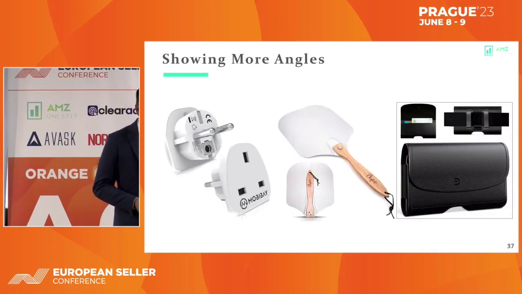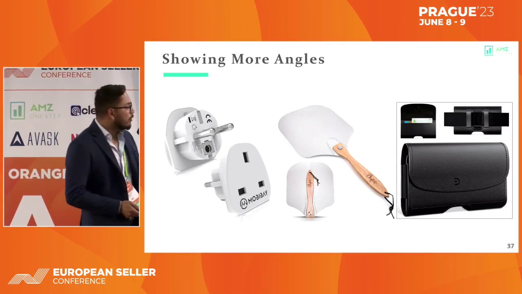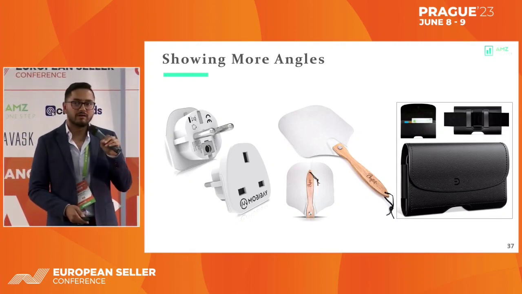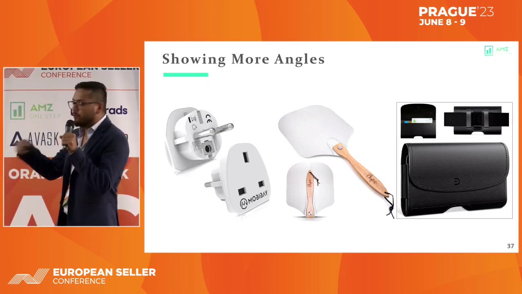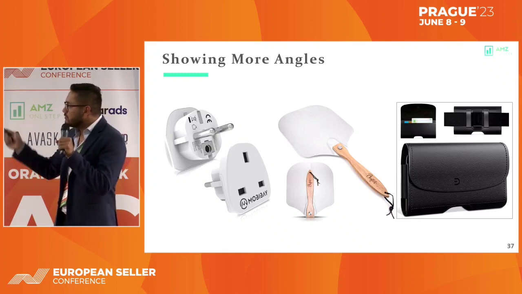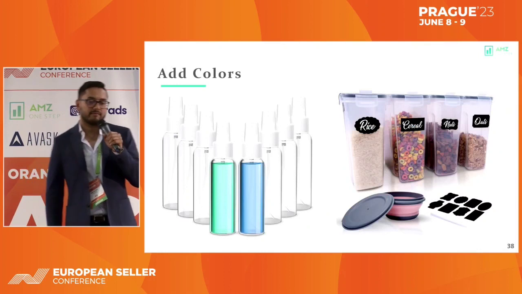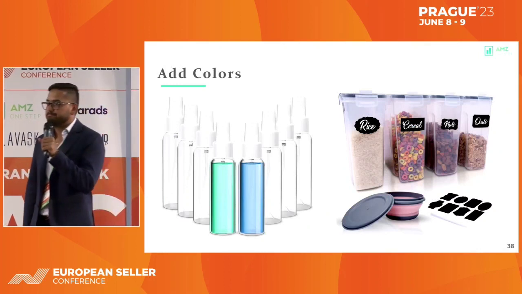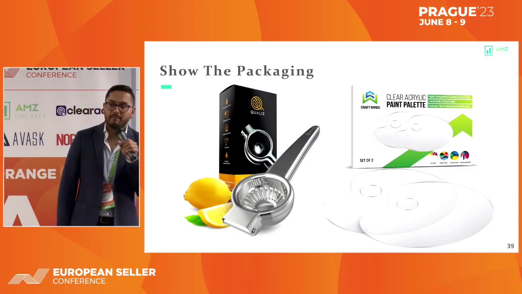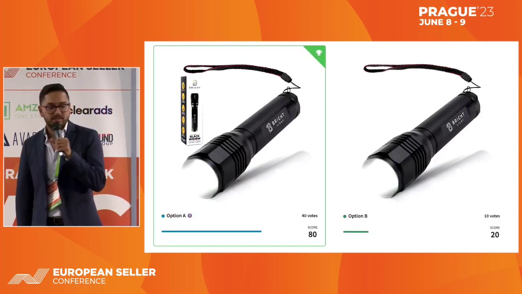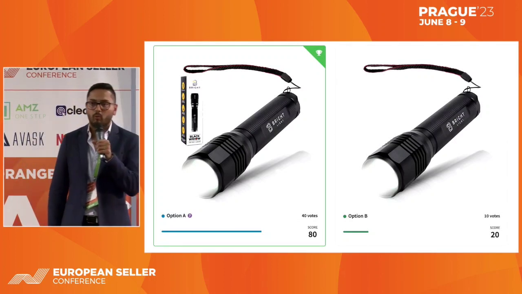Show more angles. That's another great example. Would that be justice if we only showed one image of the product? No, you're hiding the other side of the product. If your product has another side where you can show something, use more angles. Okay. Let's say if your product is boring, add some colors to it. Okay. If you have a great packaging, add that packaging box. We did an audience poll, clearly 4-to-1 ratio, product packaging won.